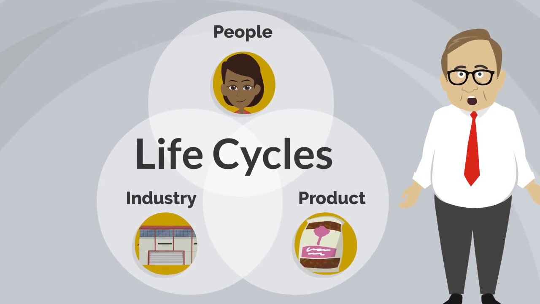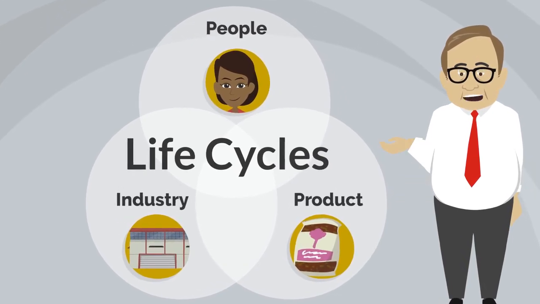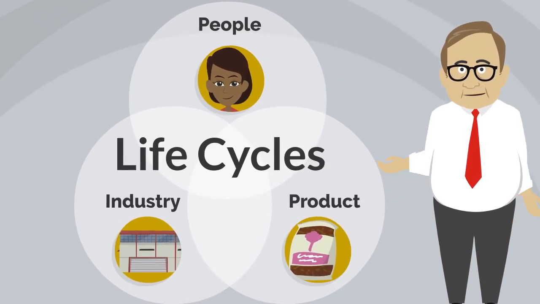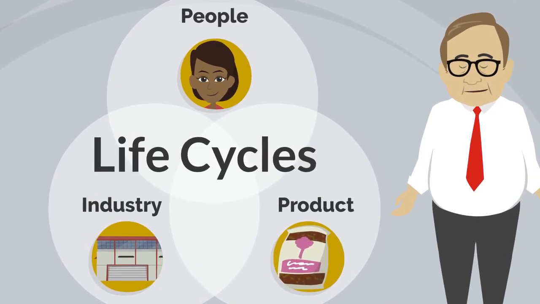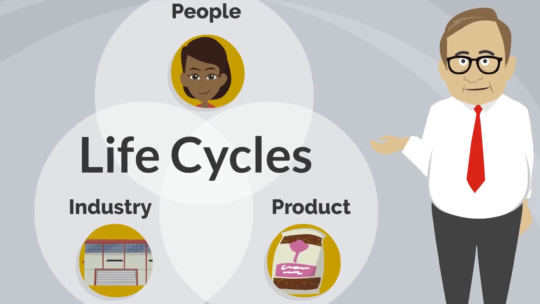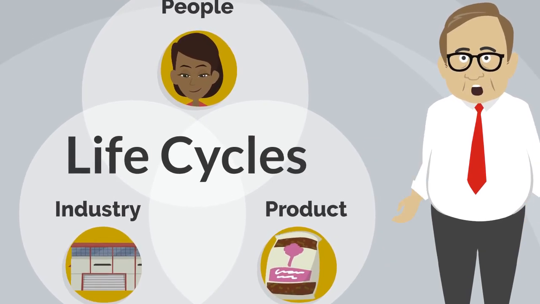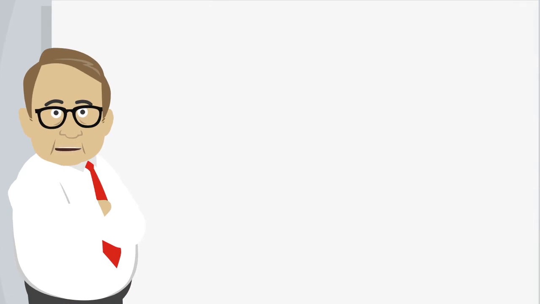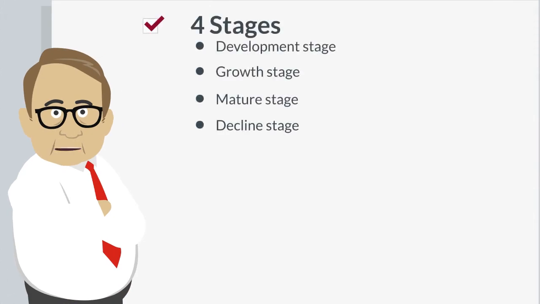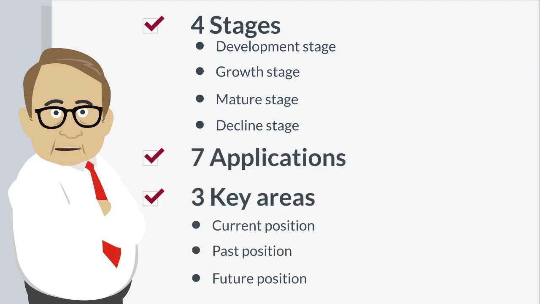Because growth in the future, and especially with the last of the 7 applications, with buyers, is critical for the success of an SME business. So taking life cycle altogether, we have effectively 4 stages, 7 applications, and 3 key areas to analyze in the sense of current, past, and future.